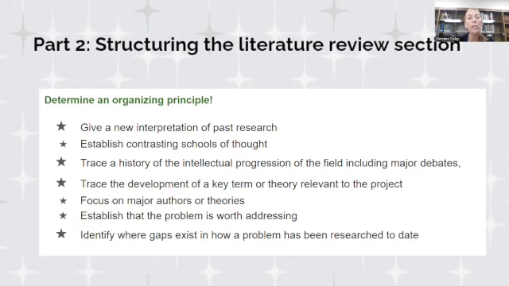So one of the principles you could do is a new interpretation of past research. So maybe you're looking at something that past research had kind of a school of thought on and it had been accepted for a very long time, but now you're putting a new interpretation over that to explain why your project or your study is here. You could do a scenario in a lit review where you're showing the contrasting schools of thought about your topic.